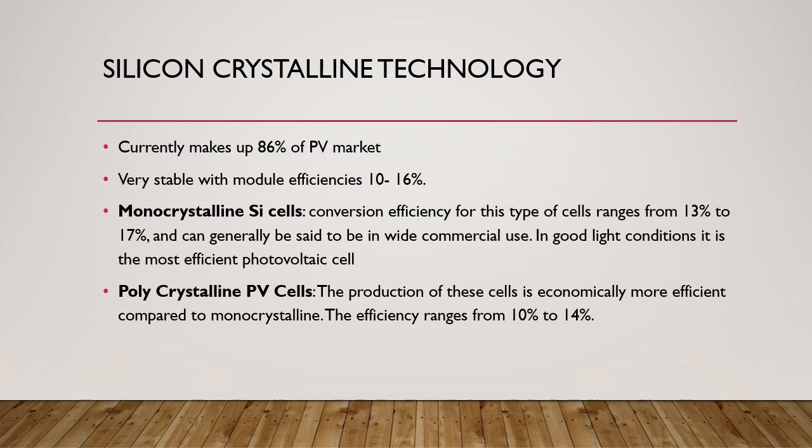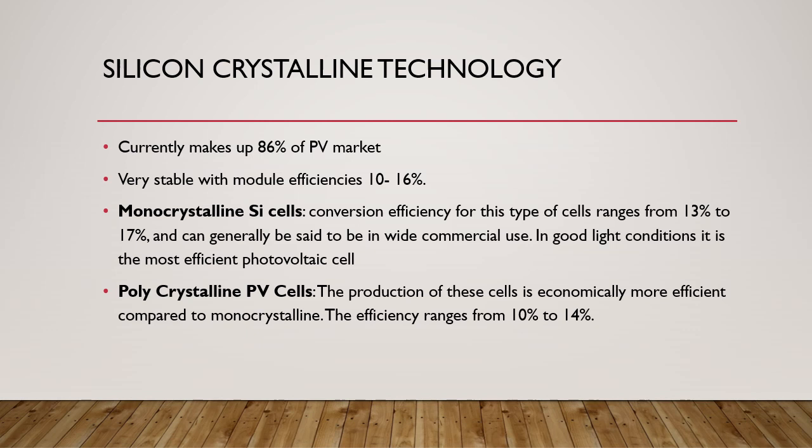In monocrystalline cells, the conversion efficiency ranges from 13% to 17% and they can generally be said to be in wide commercial use, running in the current market. In good light conditions, it is the most effective photovoltaic cell. Monocrystalline Si cells are the most effective photovoltaic cells in the current market.